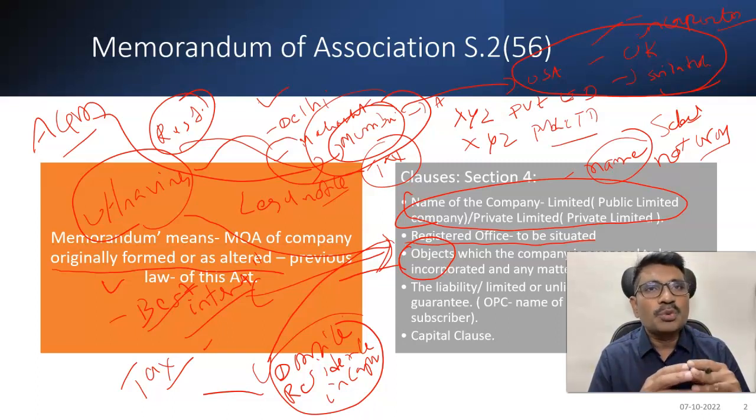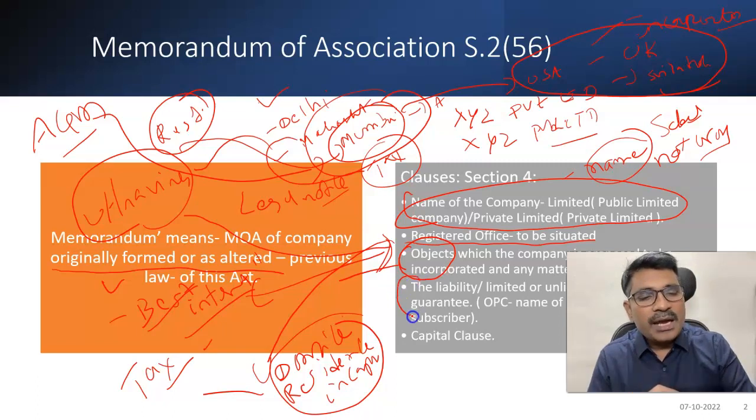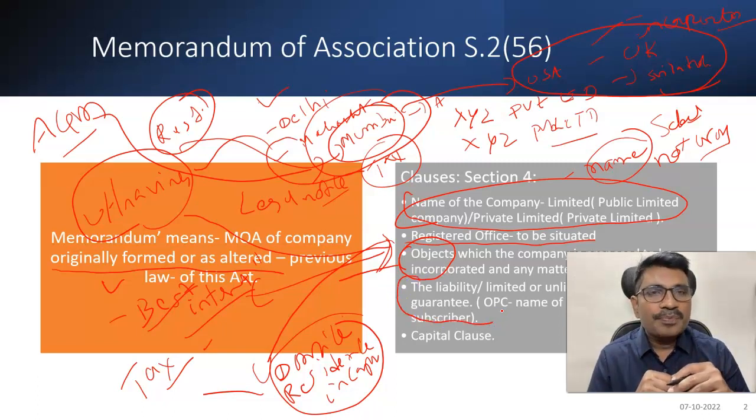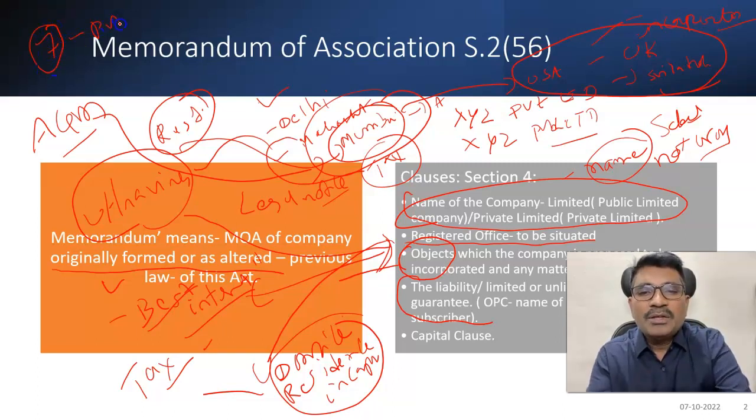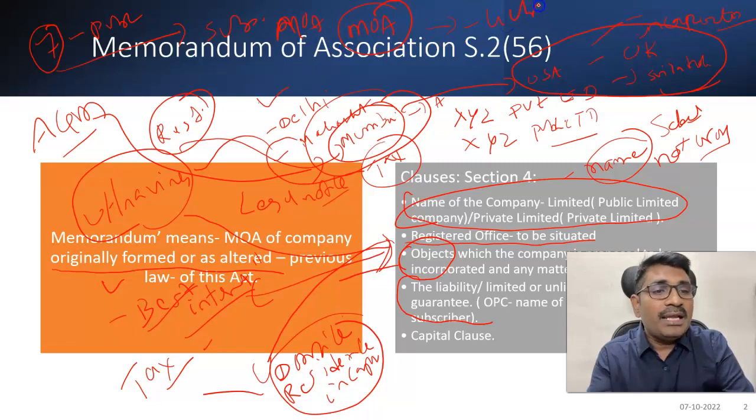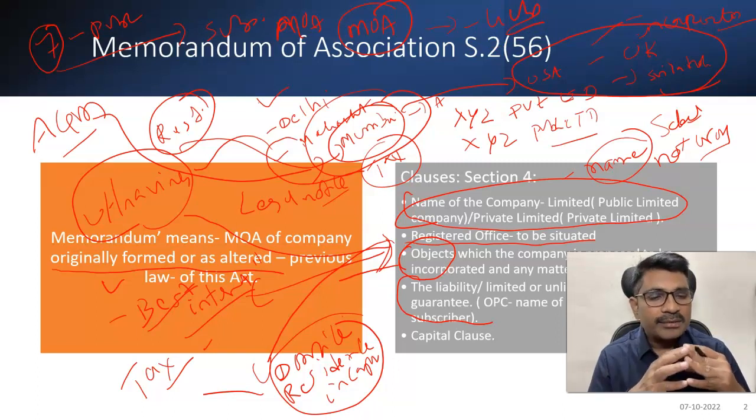Then moving on to the fourth one, that is the liability or guarantee of the subscribers. Who are the subscribers? Subscribers means, on day one, if you are incorporating a public limited company, the 7 people who are the subscribers of the MOA. They write what their liability is. What is the liability by virtue of capital or guarantee? Then the fifth one is the capital clause.